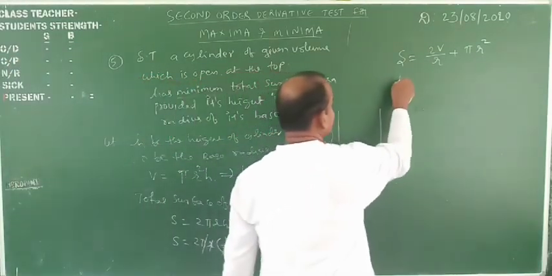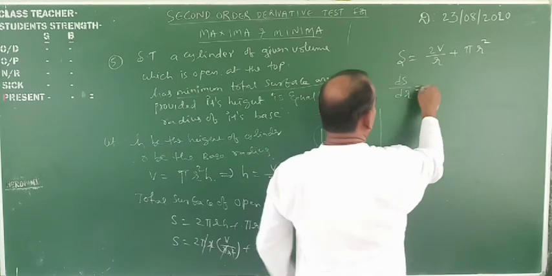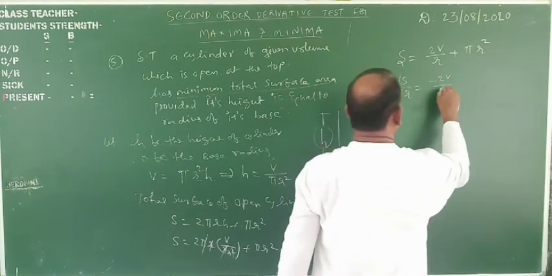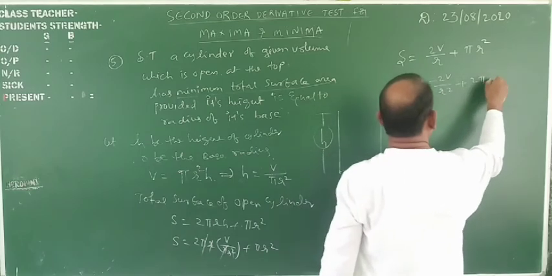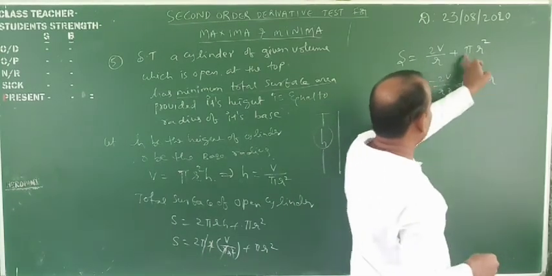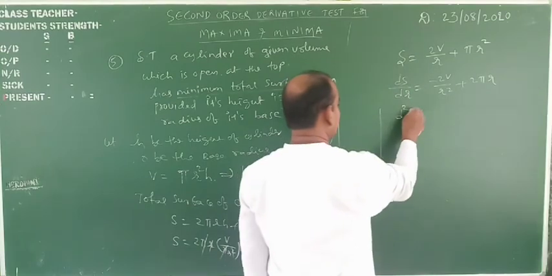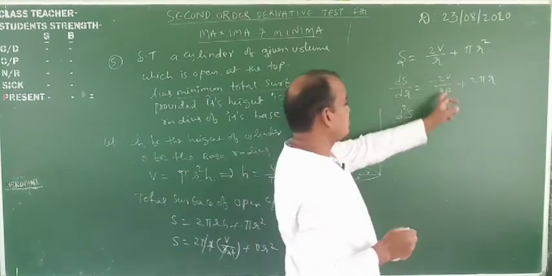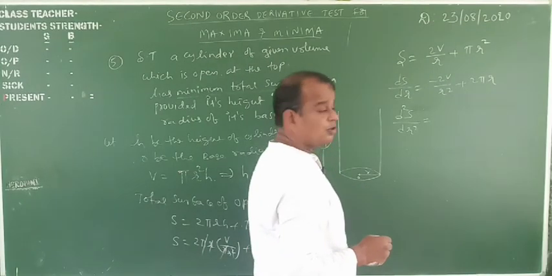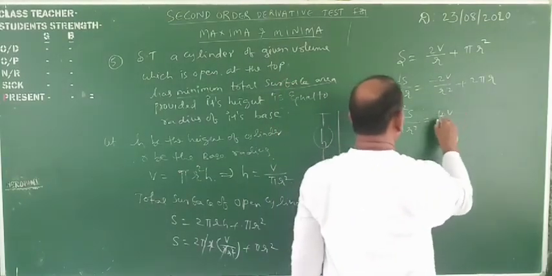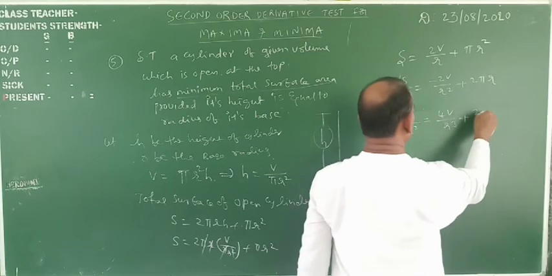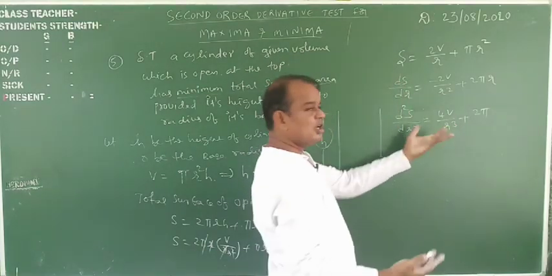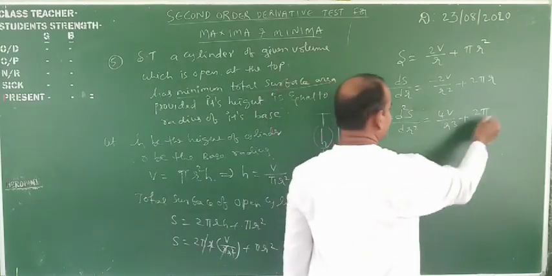Yeah. Now dS by dr is minus 2V by r square plus 2 pi r. The derivative of r square is 2r into pi, 2 pi r. Again, taking the derivative, d square S by dr square is 4V by r cube plus 2 pi. 100% r be the radius, V be the constant volume. Volume is always positive. Here the second order derivative should be positive.